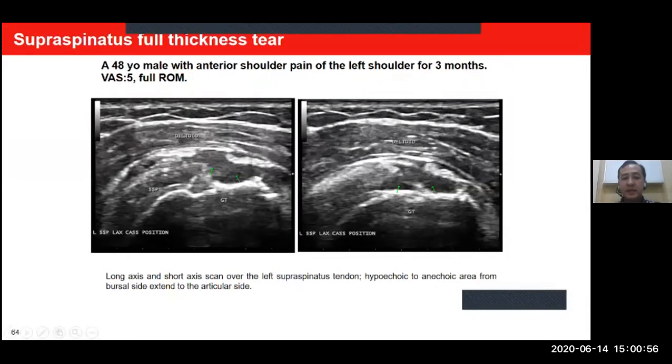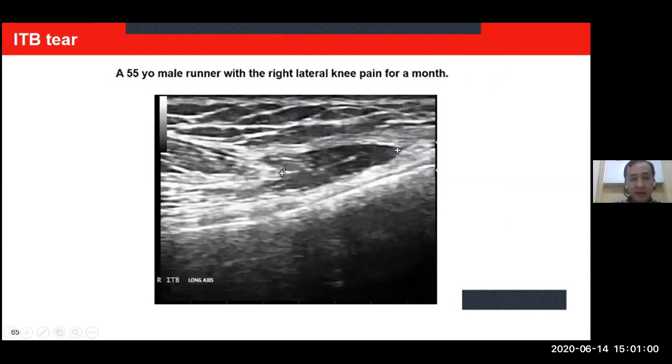Okay, this is another example of the right lateral ITB tear here. Yeah, this is an iliotibial band. Okay, thank you.